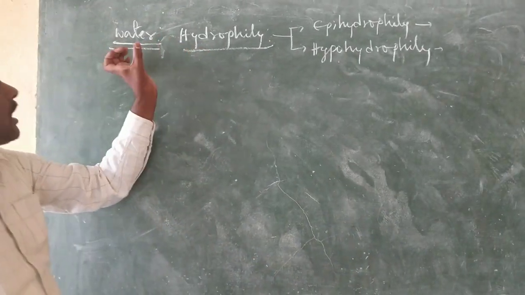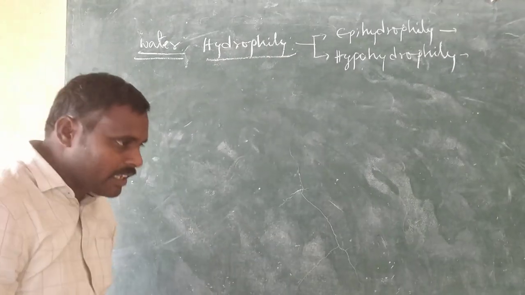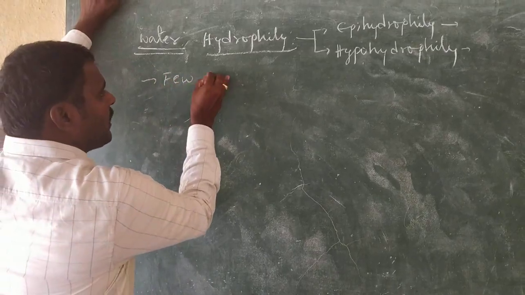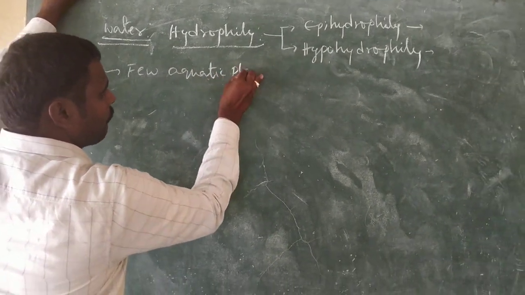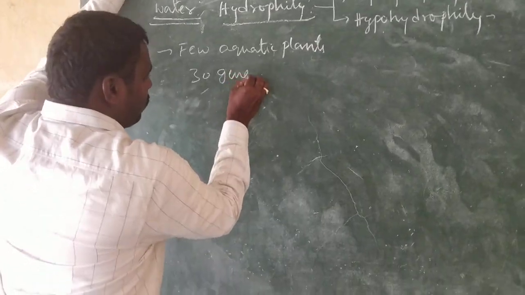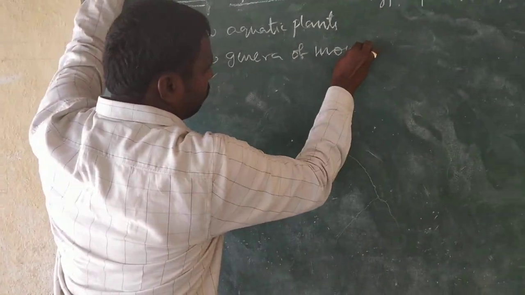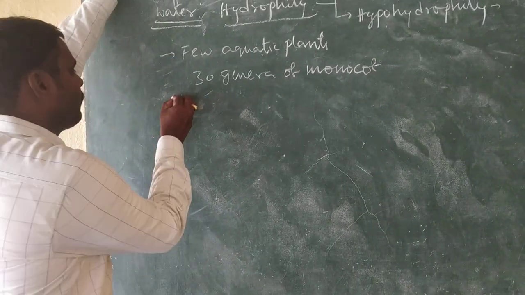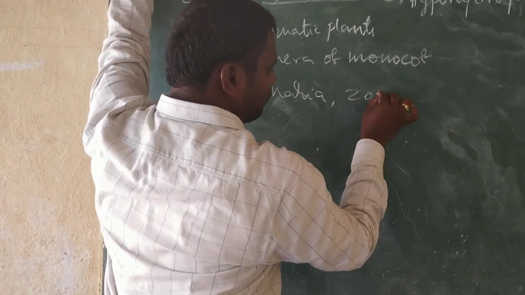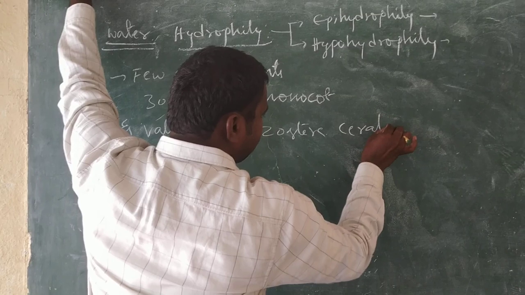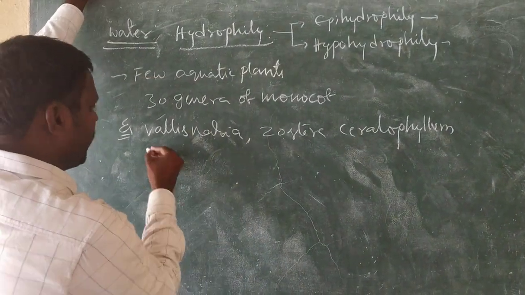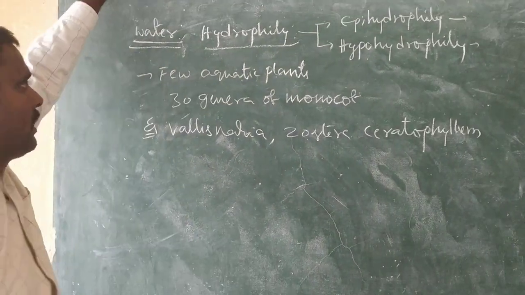But in which plants can we observe hydrophily? It occurs only in a few aquatic plants, especially 30 genera of monocots. Examples for this are Vallisneria, Zostera, Ceratophyllum. These are all examples of hydrophily.